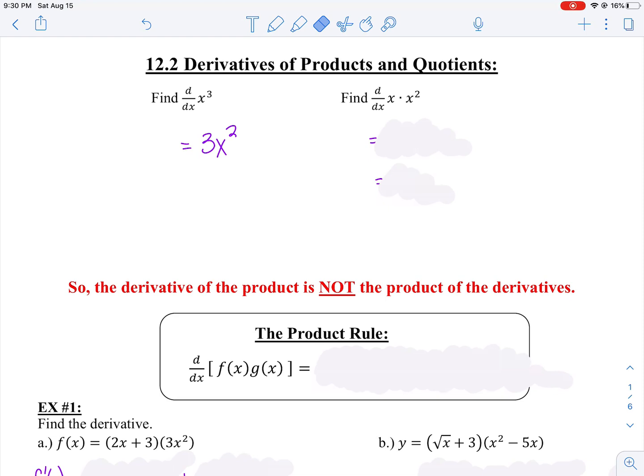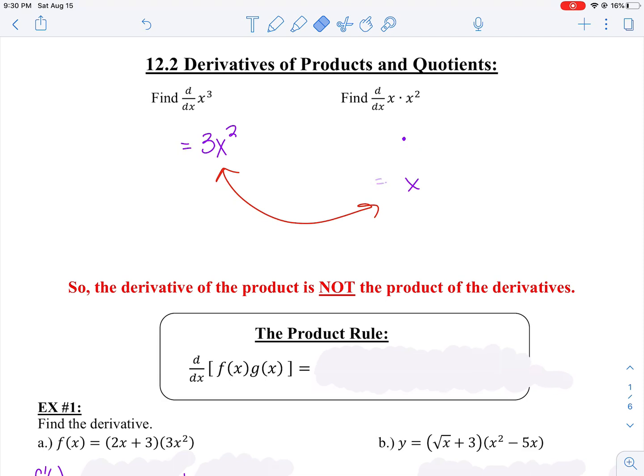But if I take the x times the x squared, this product, and I try to just take the derivative of each piece separately and then multiply them, do I get the same answer? Well, let me show you. If I take the derivative of x, I get 1. If I take the derivative of x squared, I get 2x. 1 times 2x is 2x, which you can see is definitely not the same thing. The point is, if I have two things being multiplied with variables, I cannot just take the derivative of the first one and the derivative of the second one and try to smash them together and multiply them. I don't get the same answer.